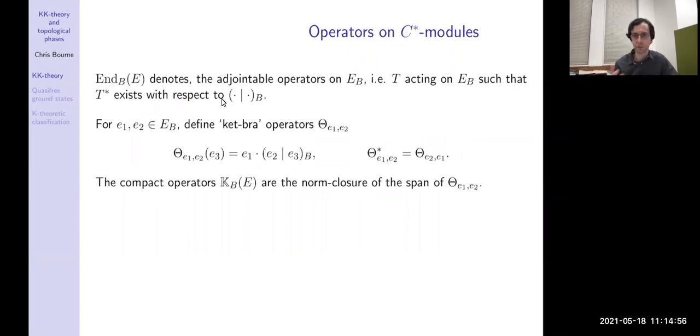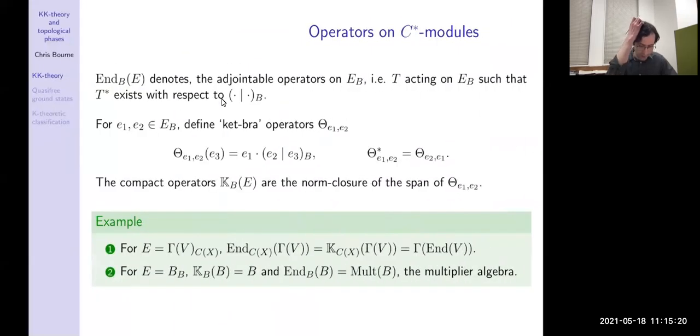So what you can do, similar to a Hilbert space where the finite ranks generate the compact operators, you can precisely just declare that the compact operators on this module, I just take the algebraic span of these guys for all the possible e's in my module, and take the norm closure, the operator norm closure.